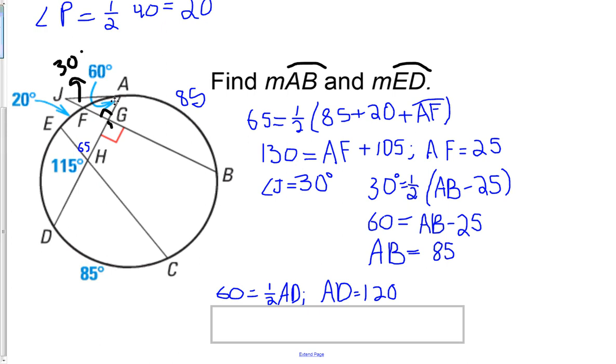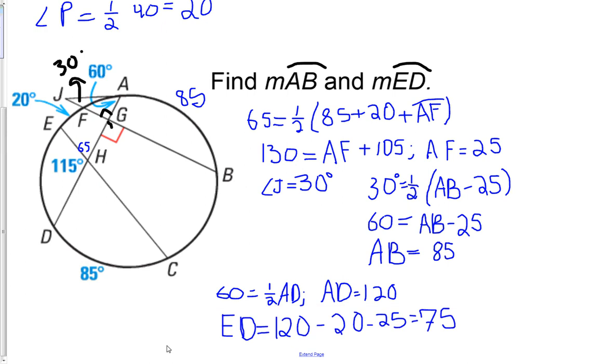And that is 120 because, again, angle equals half arc. So we actually knew this whole piece is 120. And 120 equals ED plus 20 plus 25. So that's another way to set it up. And so ED equals 120 minus 20 minus 25, because we already knew these two pieces. And we get 75 degrees for arc ED. And that wraps up this short homework challenge video.